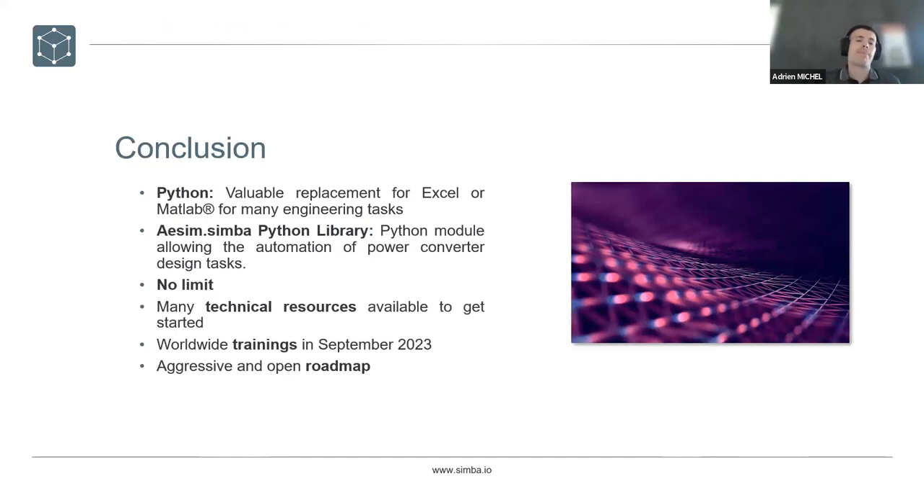So in conclusion, Python could be a real replacement for your Excel spreadsheet and MATLAB script, because in one tool you can do anything. The combination of the SIMBA Python library and Python will help you to design, to automate, and to do some optimization. We have some examples which can help you use the SciPy module to optimize your system based on the algorithm which has been created. You can obtain the PI values automatically and tune them like this.